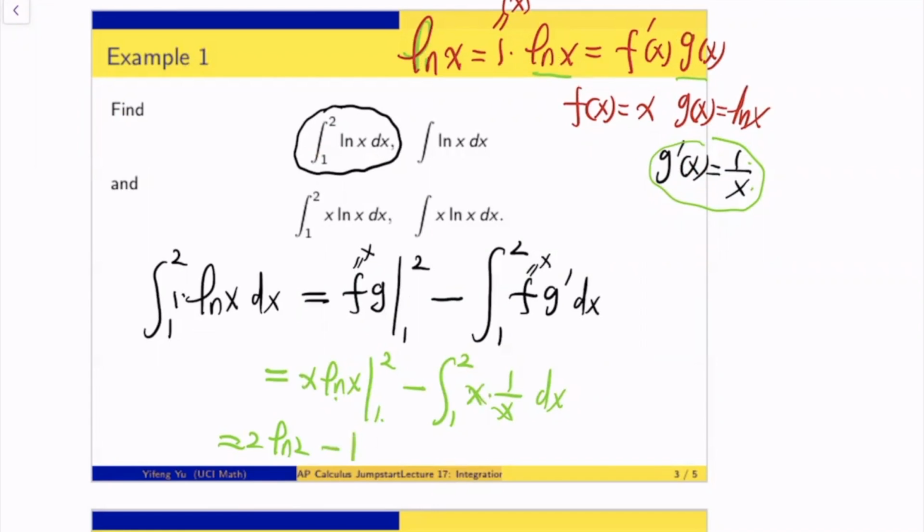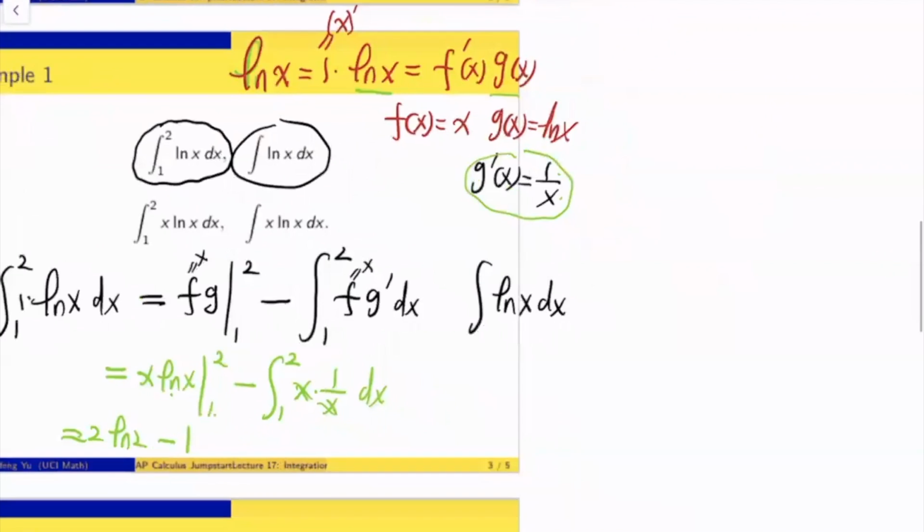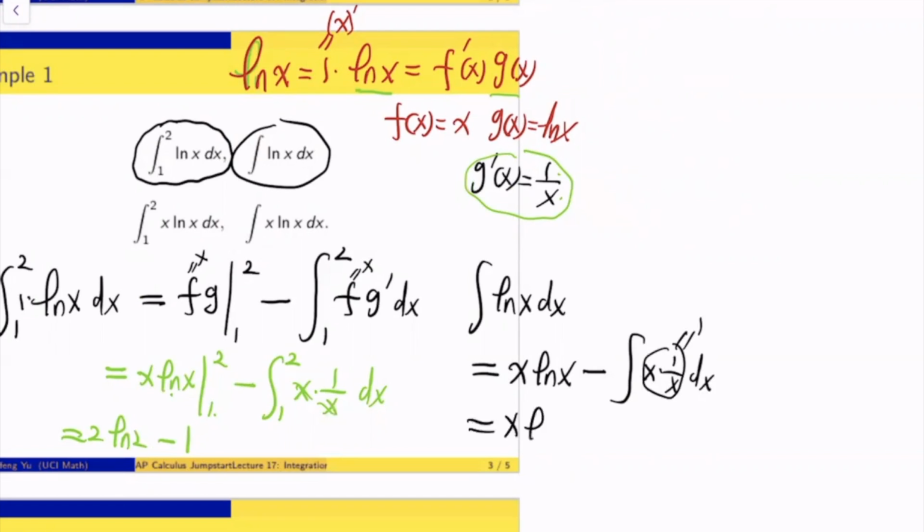So it's 2 times log 2 minus 1. Now, similarly, we can get the antiderivative. If you get the antiderivative the same way, we'll just get this. This will be x times log x minus the antiderivative of x times 1 over x dx, but this is 1. And the antiderivative of 1 is x, right? So this is x log x minus x plus a constant.